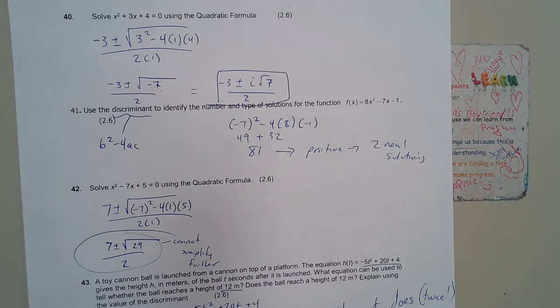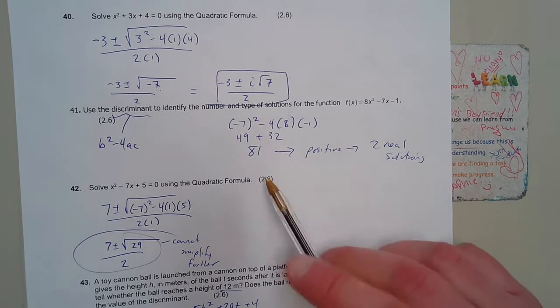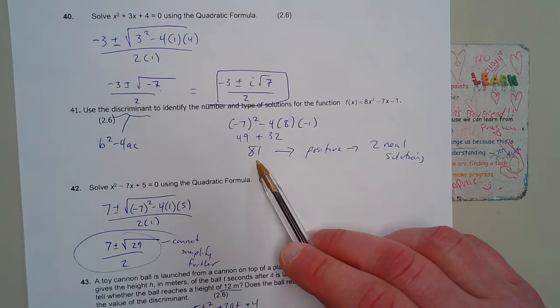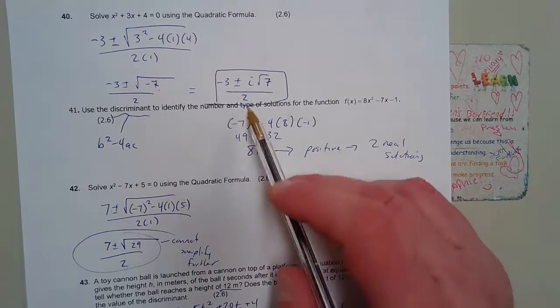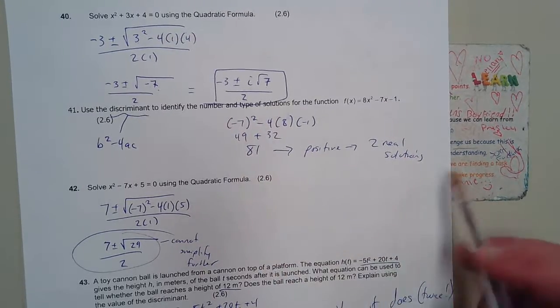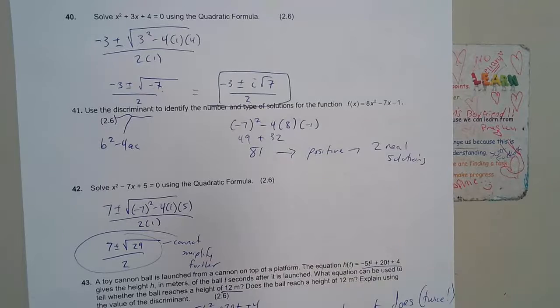So all the discriminant does, it does not tell you the solution. The answer to this problem is definitely not 81. It just tells you the number and type of solutions. In this case, 2 real solutions because we got a positive number. So don't overanalyze that. It simply indicates what kind of solutions you're going to get.